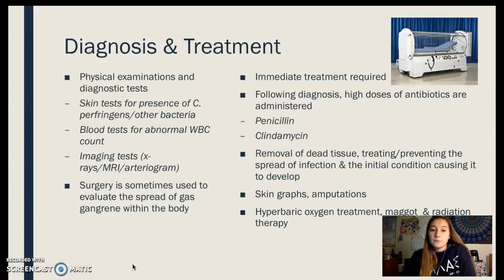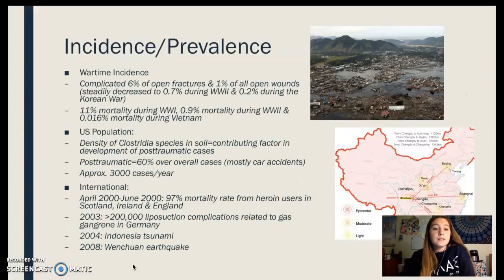And then radiation therapy. So incidence and prevalence: like I said, high wartime incidence. There are some stats about World War I and how it has gone down due to our increased knowledge of the disease and how to treat it. In the U.S. population, the density of the Clostridia species in soil contributes to the prevalence of post-traumatic cases. There are approximately 3,000 cases a year, so it's not something that's been eradicated. It's still pretty prominent in the U.S.